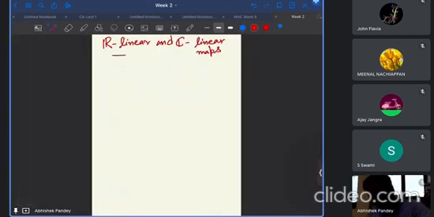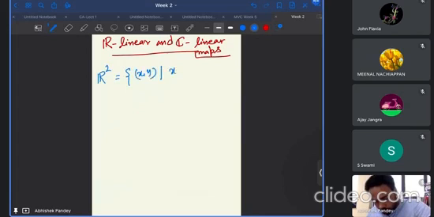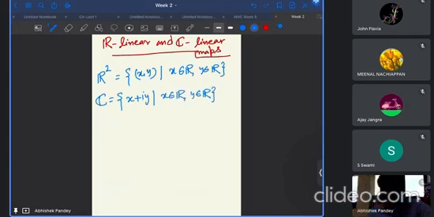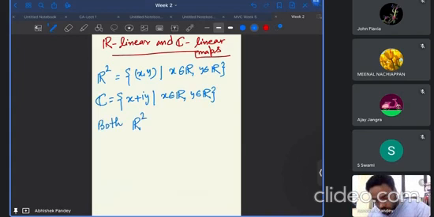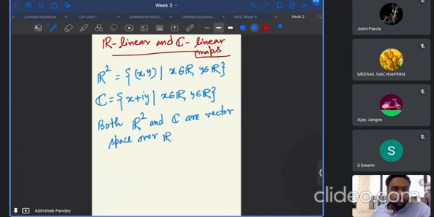Now to talk about R linear and C linear maps. If we consider R2, it is the set of x, y such that x belongs to R and y belongs to R. And the complex plane is the set of x plus iy such that x belongs to R and y belongs to R. One thing you can see here is that both R2 and C are vector spaces over R, isn't it?